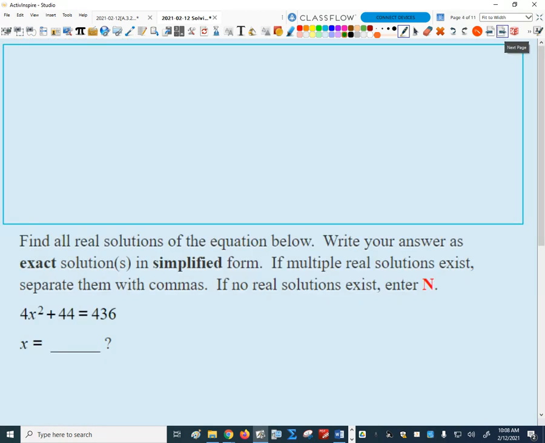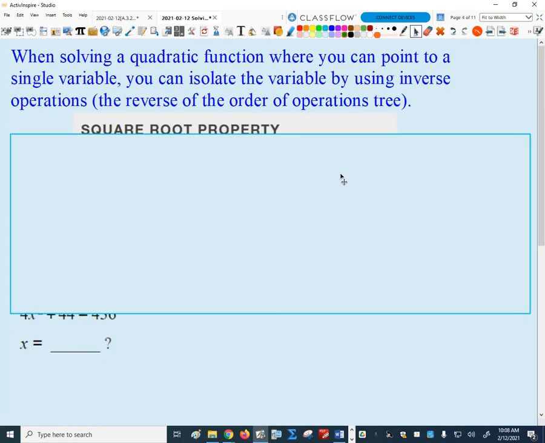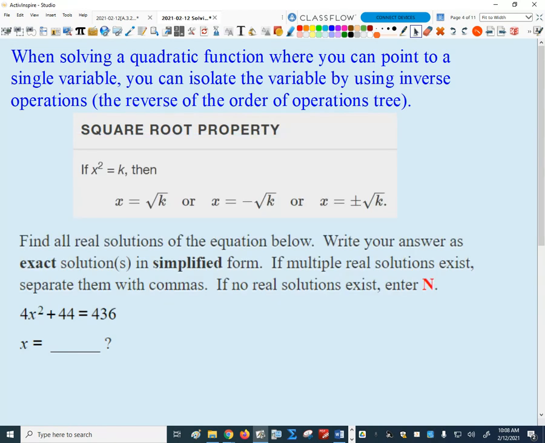So this is what we refer to in math as the square root property. Okay, when solving a quadratic function where you can point to a single variable, you can isolate the variable by using inverse operations, which we did. However, when you square root both sides, you have to include both the positive and the negative square root. Okay, always. So let's get a little practice with this then.